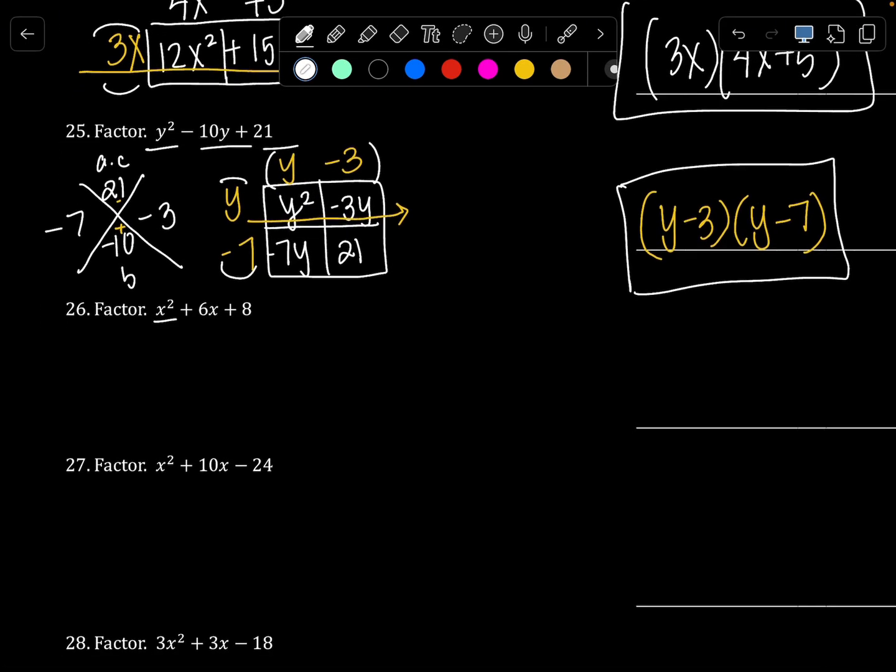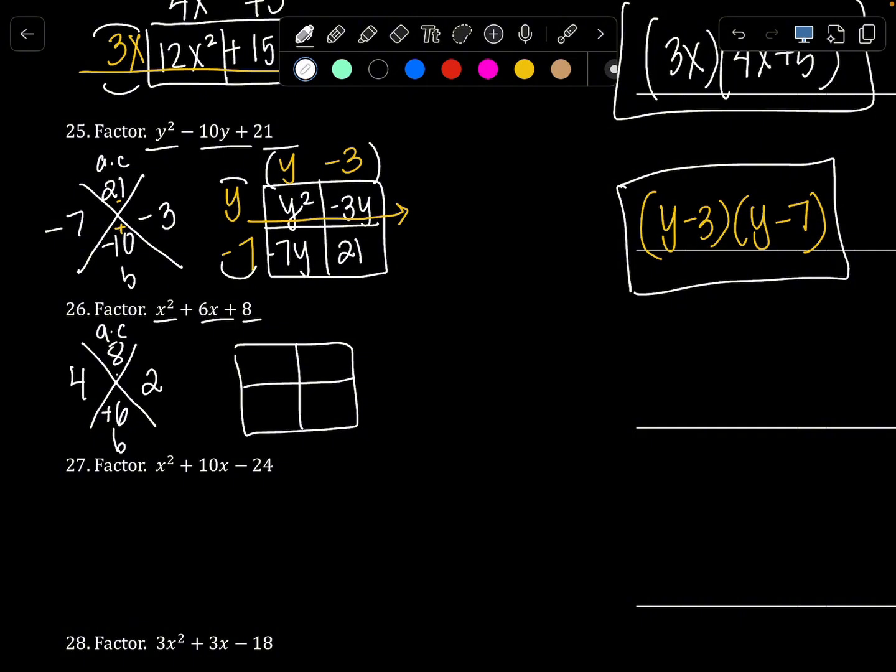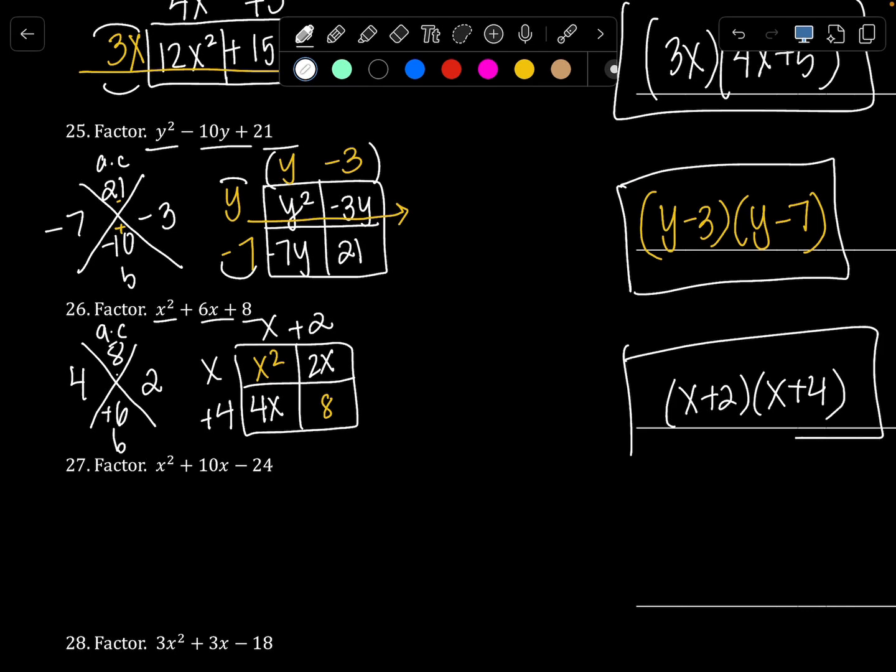3 terms. Again, you got to practice your x in your box, and we did that a lot when we were walking around the classroom. Top number is a times c, which is 8, and bottom number is your b, which is +6. 4 times 2 is +8, and you add to 6. So this is 4x, 2x, top left, x squared, +8, x times x, +2, +4. X plus 2 times x plus 4 are your factors. Any questions?